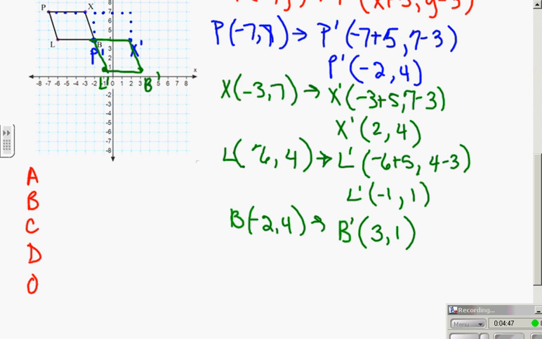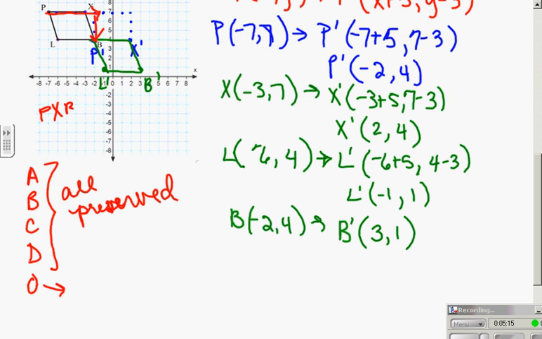Our angle measure is preserved. Our betweenness is preserved, our collinearity is preserved, and pretty sure our distance is preserved. And we could go through and check that. But these are all preserved. I didn't change the size of my figure, I just picked it up and slid it over 5, down 3. I didn't make it larger or smaller.